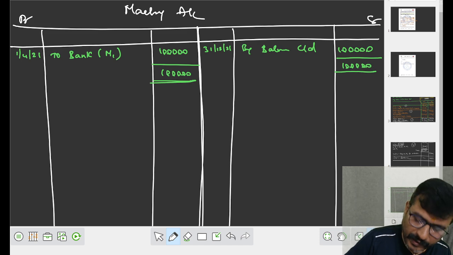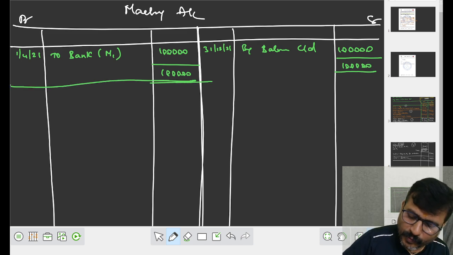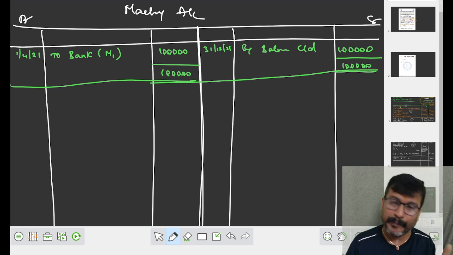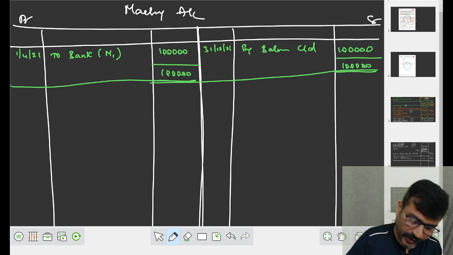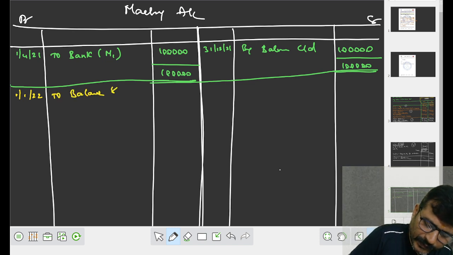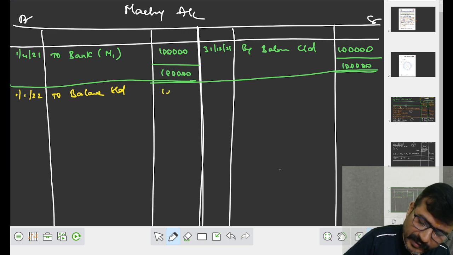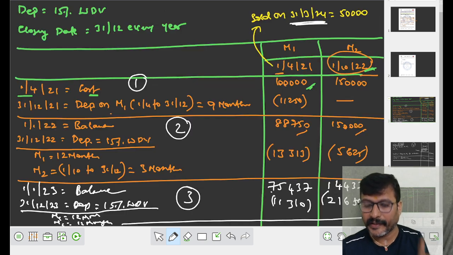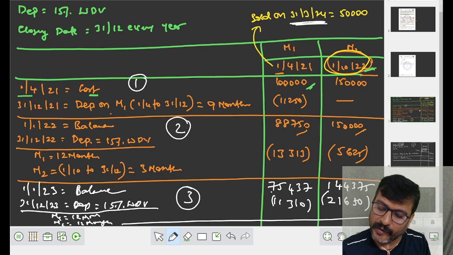Usually what Sudhakara will do, when you complete 1 year, I close it completely to avoid confusion in presentation. Now I go for the next year. 1st January 22. I write the balance brought down as 1 lakh. Please, my dear children, remember in October 22, you have purchased the M2 machine, right?